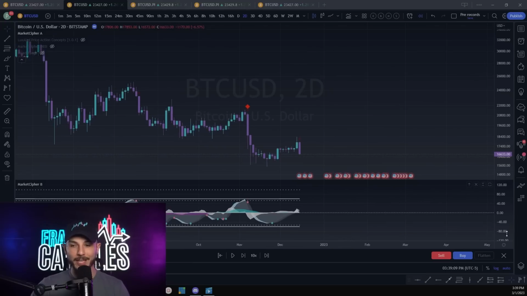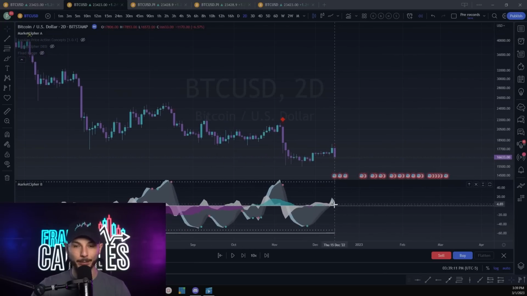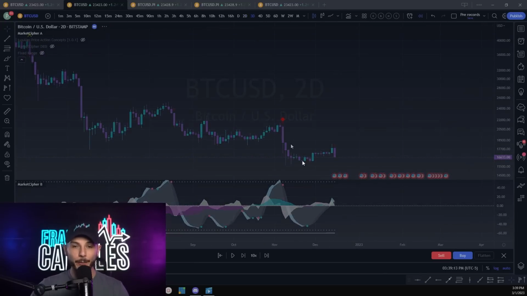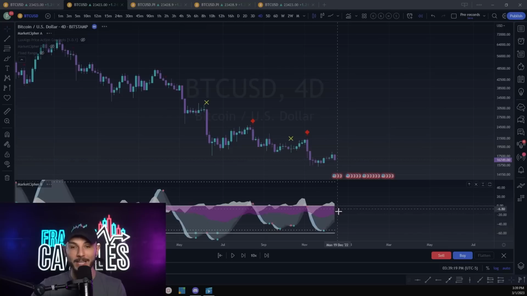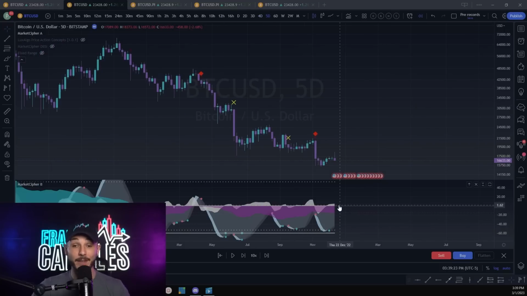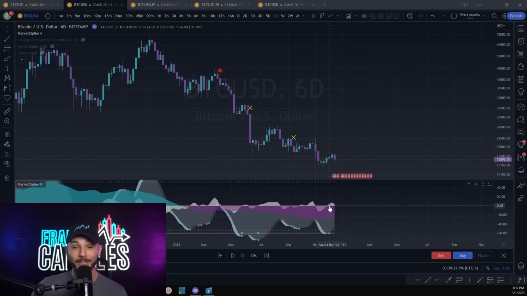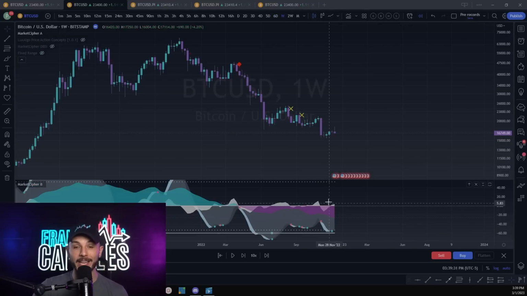Now, the 2-day you can see here is looking like it wants to print a red dot very soon. And if we come to the 3-day, it's a little farther away from printing a red dot. And then if you look at the 4-day, the 4-day is even further away from printing a red dot. And then the 5-day is even further away, and then that 6-day is also pretty far away. And then if you look at the weekly, you can see the weekly is almost just sticking straight up.